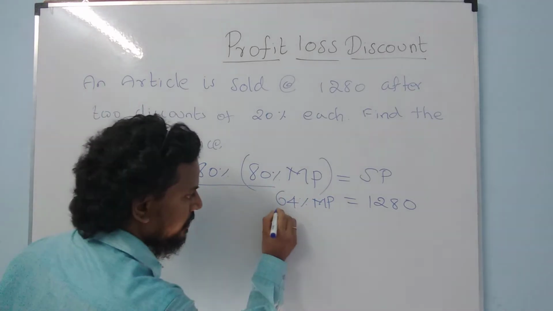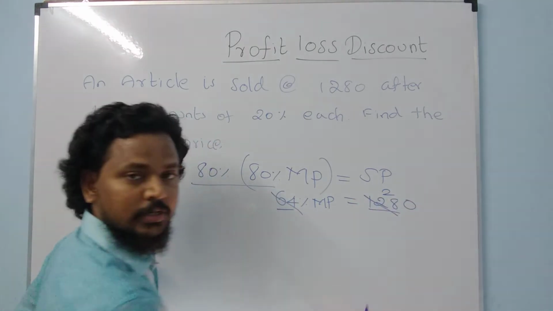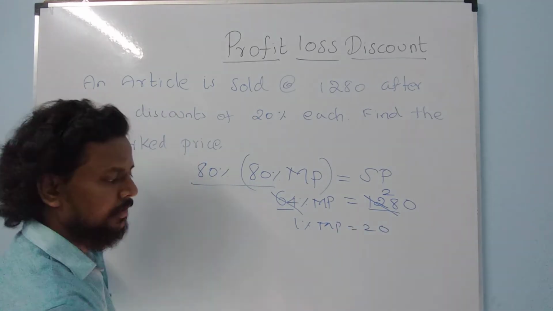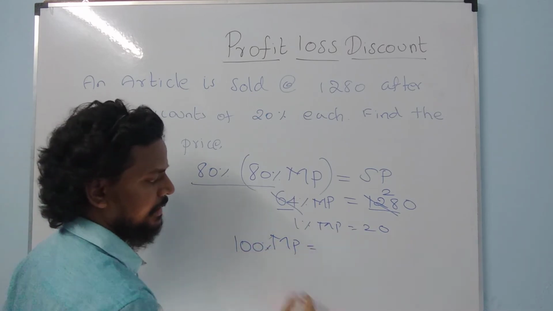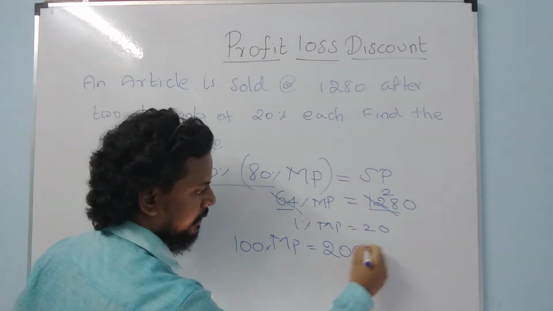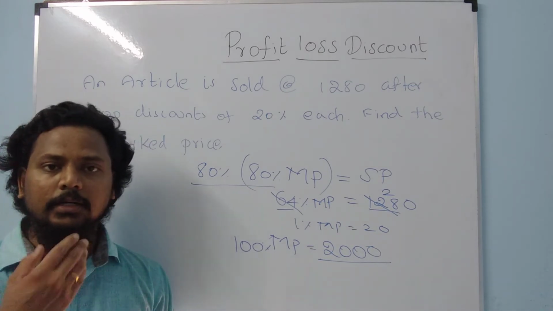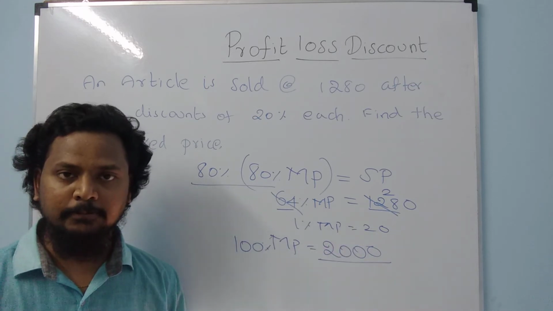Now look at the numbers 64 and 1280. Exact multiple, exactly 20 times. Therefore, 1% is 20. So 100% MP is how much? 100 times 20, 2000. So the mark price in the problem is 2000. This is how we have to connect 2 or 3 discounts with selling price directly.